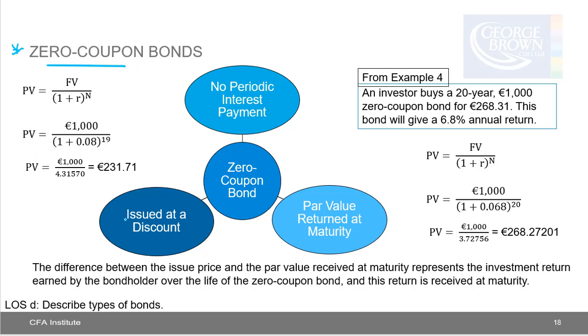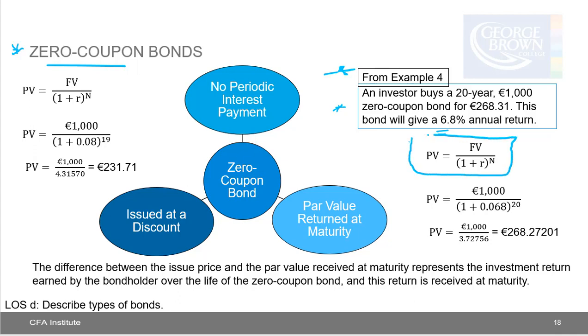So here we're looking at an example from example 4 in the text, okay? The investor buys a 20-year, 1,000 euro zero coupon bond for 268.31 euros. This will give the bond a 6.8% annual return. Now, again, you're not required to do the calculations, but I just want to show you.